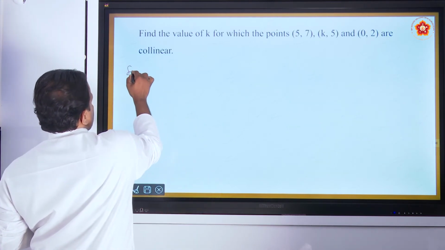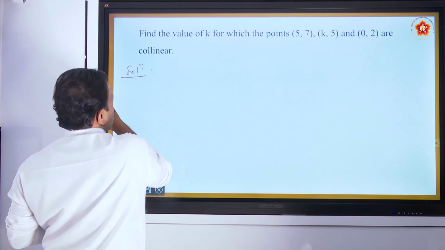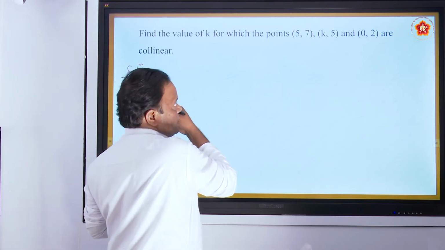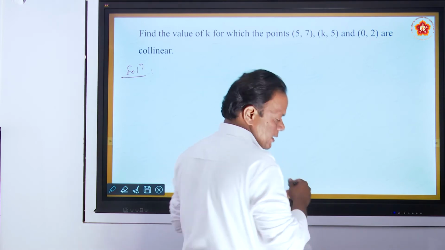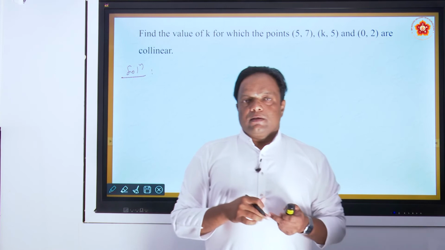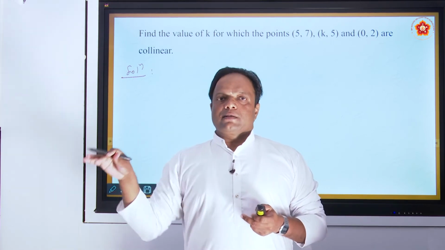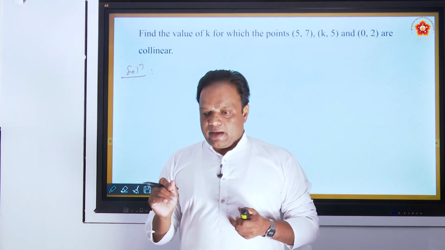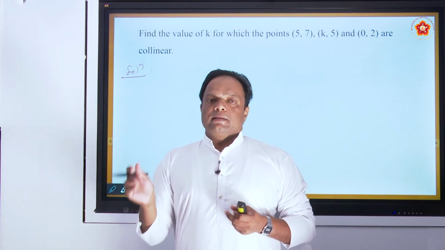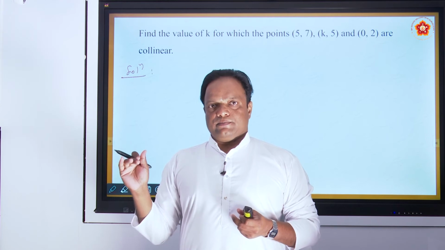So again here, what is the next question? Find the value of k for which the points (5, 7), (k, 5) and (0, 2) are collinear. Here you have to show that the 3 points are collinear, because one unknown value k is given. You have to find the k value when the 3 points are collinear. This is the question, correct?